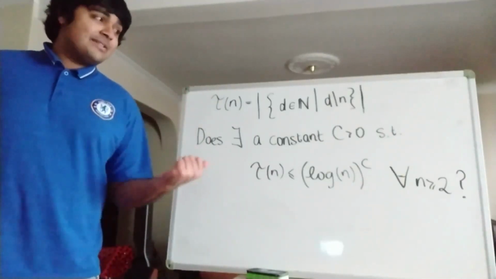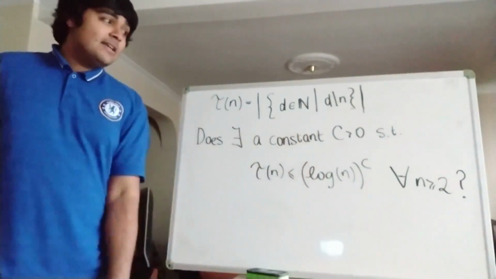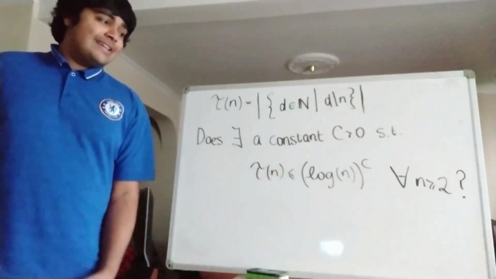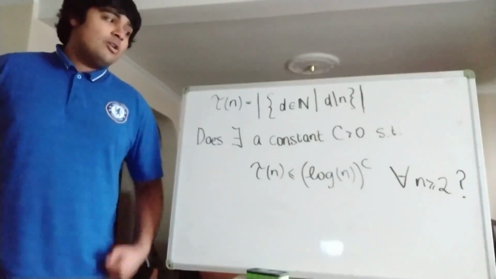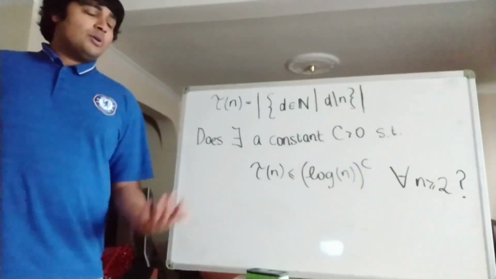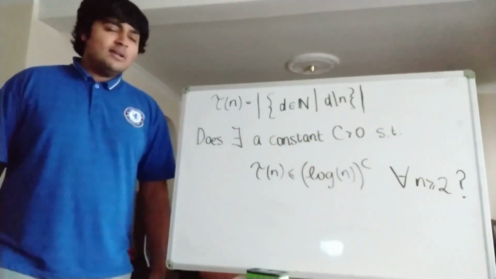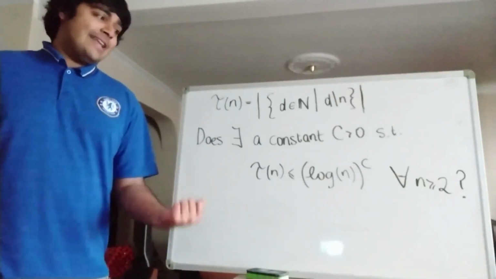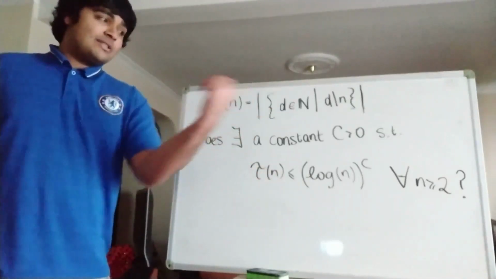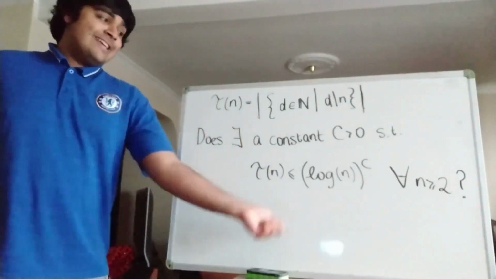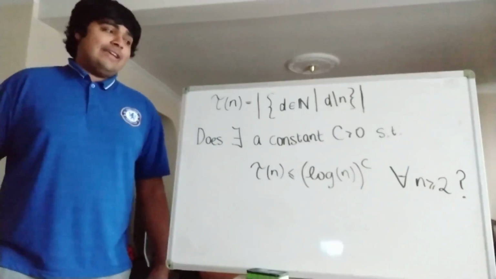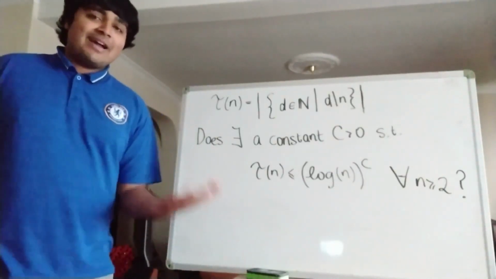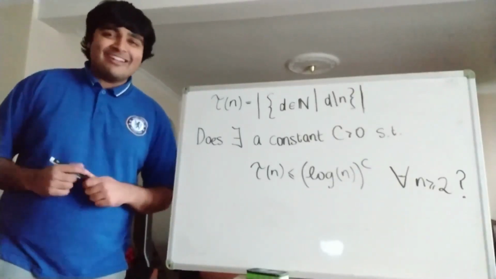Anyway, we want to know, does there exist some positive constant c, a fixed constant independent of n, such that tau of n is less than or equal to log of n raised to the power of c for all positive integers n which are at least 2? So for any positive integer n, the number of factors of n is less than or equal to log of n raised to the power of c. Okay, if you want to have a go at this problem, pause the video now and give it a go for yourself, and I'm going to jump straight into a solution.